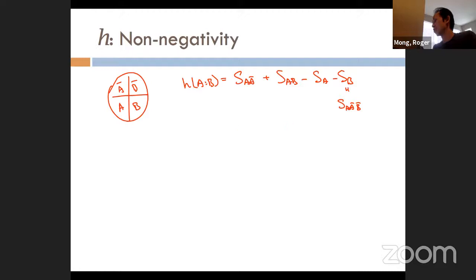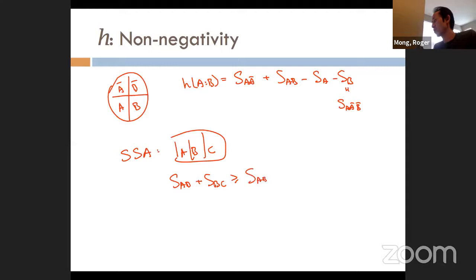So strong subadditivity basically says that if I have three regions, A, B, C, then S of AB plus S of BC is greater than or equal to S of ABC plus S of B. And it turns out that this expression is exactly that, for A bar B bar. And therefore it is non-negative.